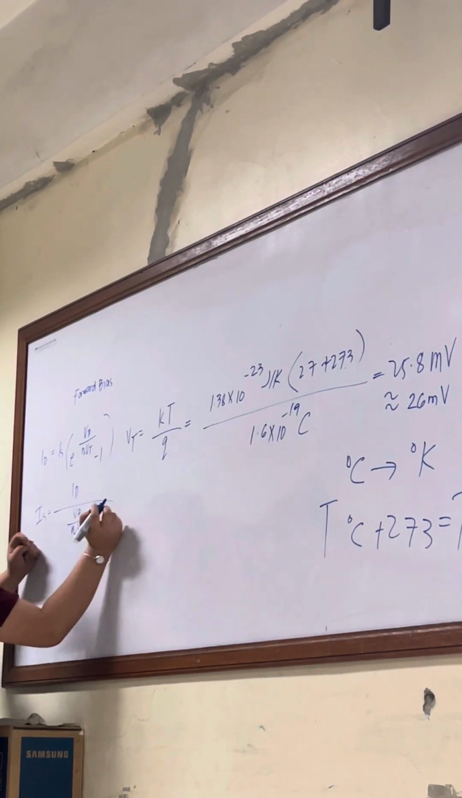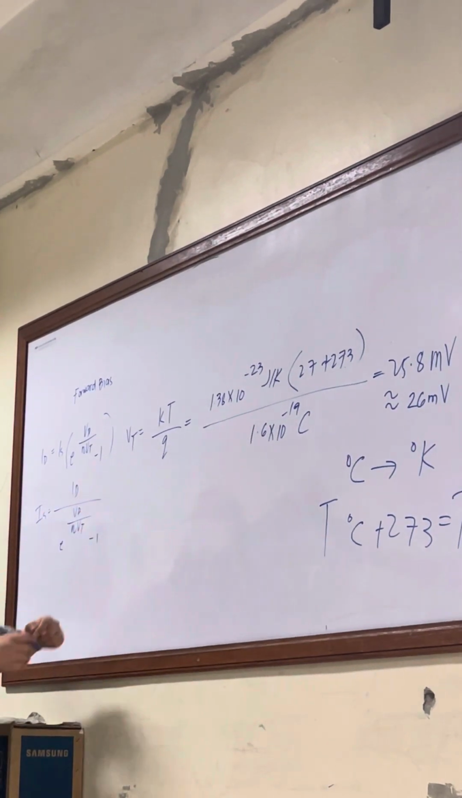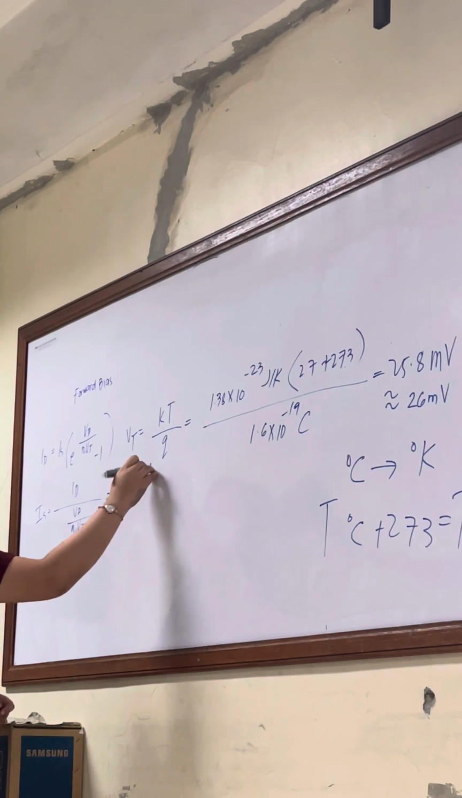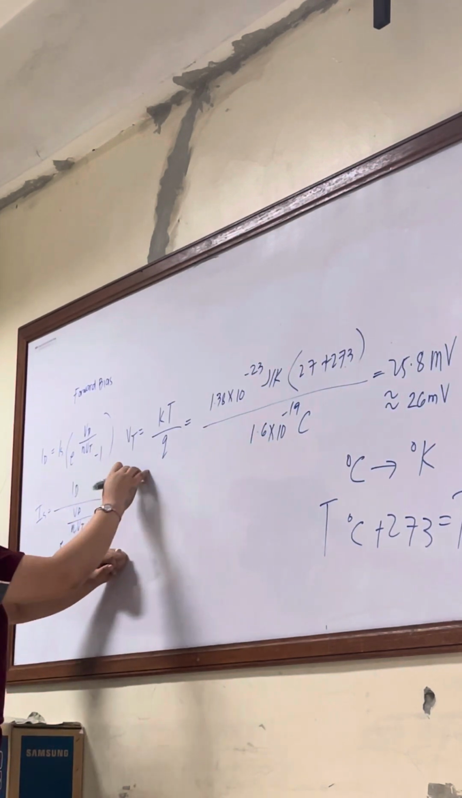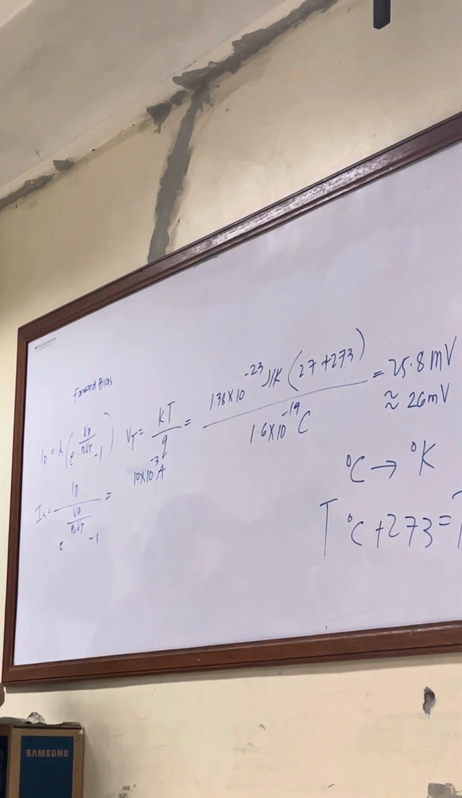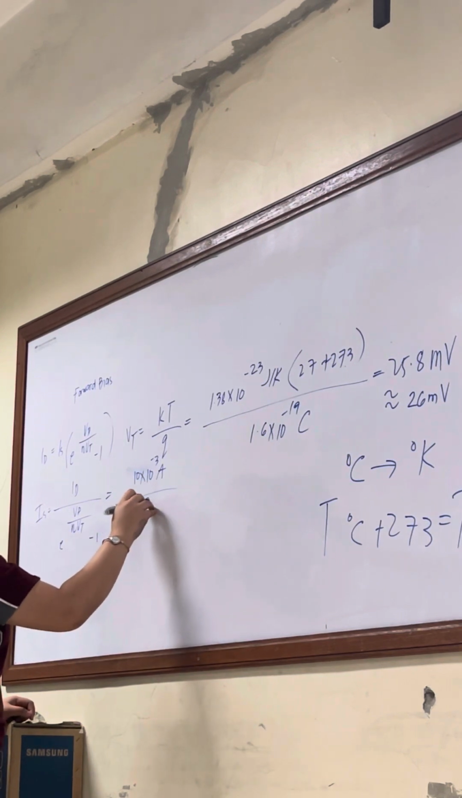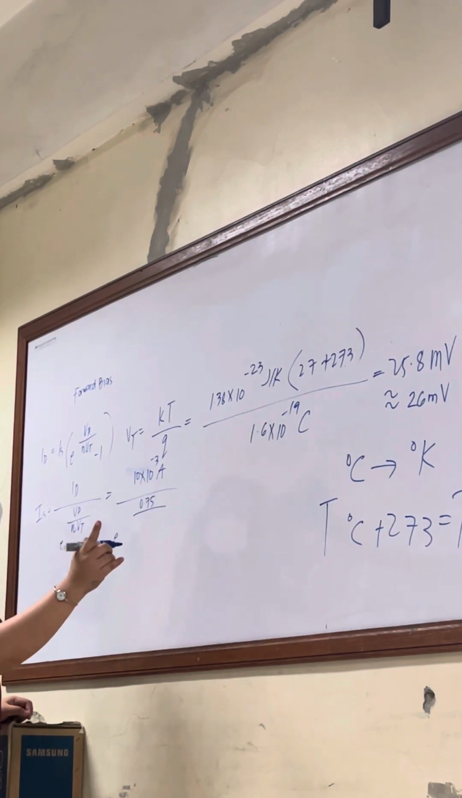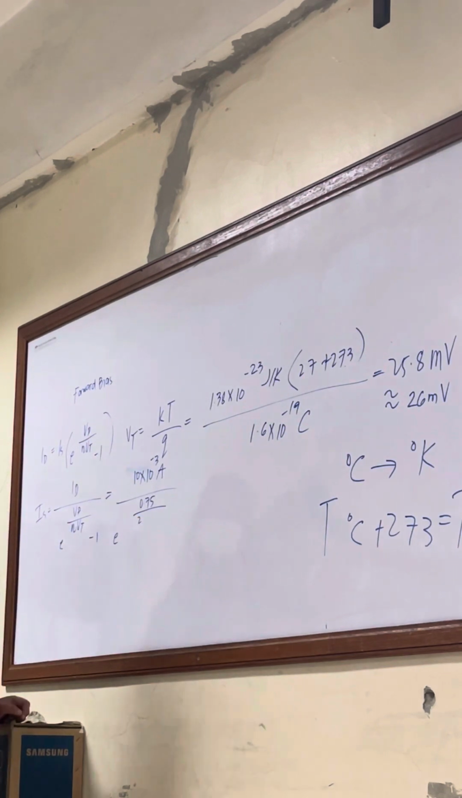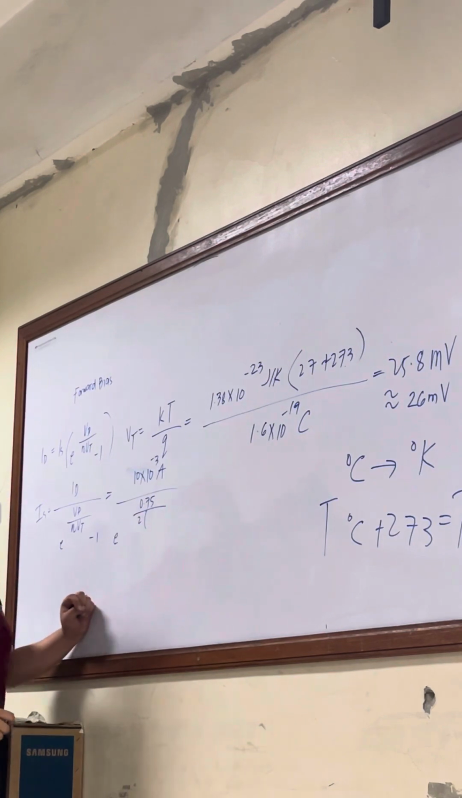What is our ID? ID is 10 times 10 to the negative 3 amperes, all over e raised to the power of VD, 0.75 volts, over N. N is 2 for silicon. Germanium is 1, silicon is 2. Multiplied by VT.